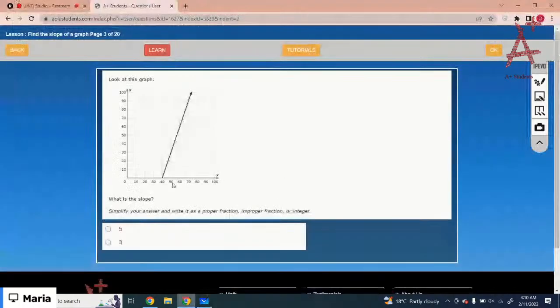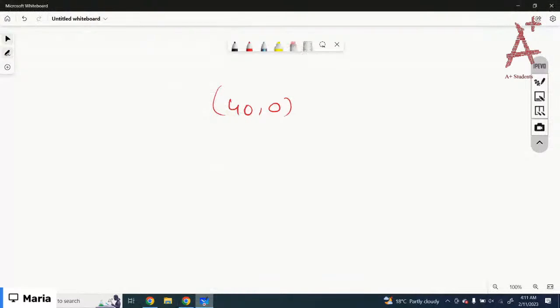And then the other point is this one, 50 and 30. So you can just calculate the slope. m is change in y, 30 minus 0, and 50 minus 40. So 30 minus 0 is 30 and 50 minus 40 is 10.